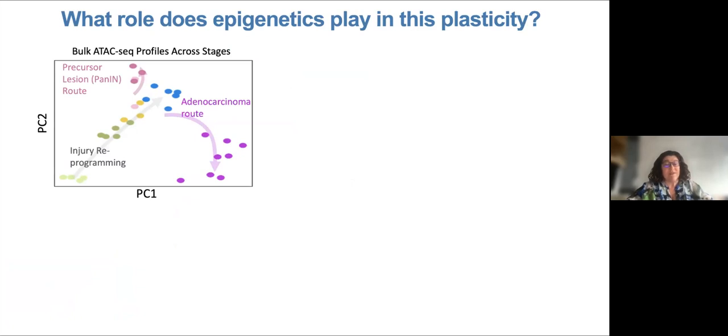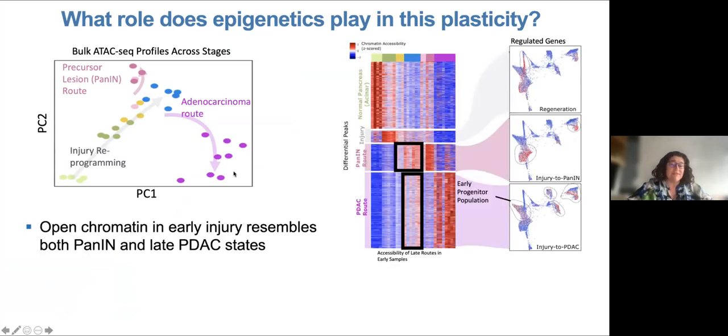And one of our big surprises was, again, very similar to our force-directed layout. It seems like the injury is some state that resembles both pannon and PDAC, and it's in the middle. It almost seems like a divergence of routes to a more benign pannon and to an adenocarcinoma rather than a more linear model. And if you actually look at the peaks that are open, you see that there are clear pannon peaks, and you see that there are clear PDAC peaks.